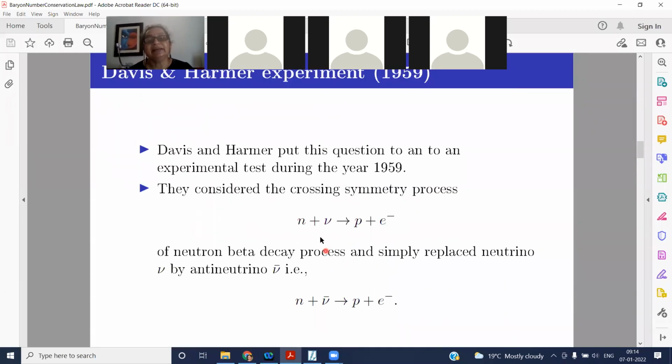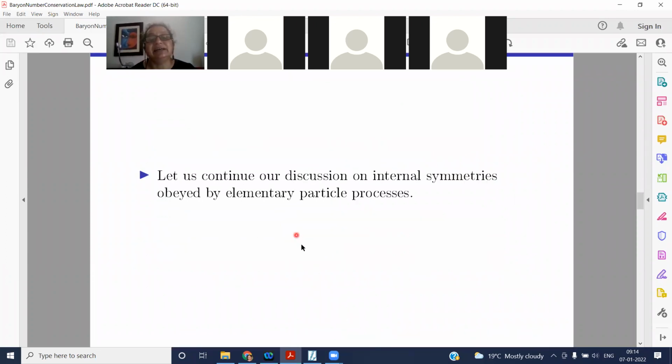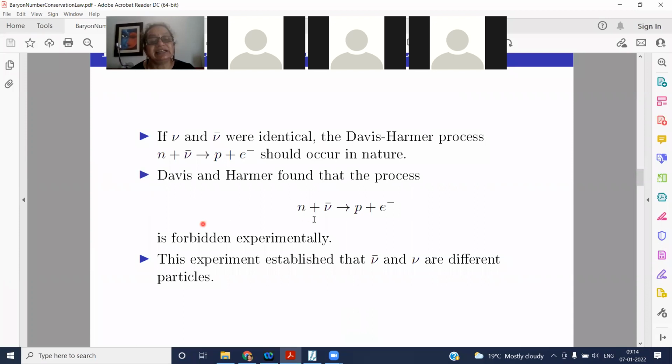So let me repeat, this is a crossing symmetry relation. If a neutrino source is there, I should have seen it. But I have an antineutrino source. If neutrino and antineutrino are the same, I should be able to find this process. This is called the Davis-Harmer process. So I find that this is not seen. This is not seen at all. So this experiment established that nu bar and nu are different particles.